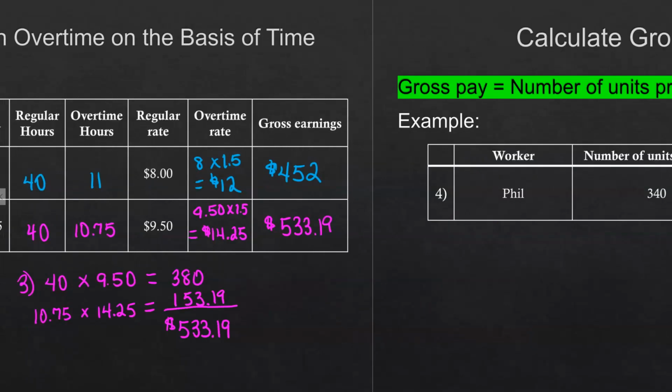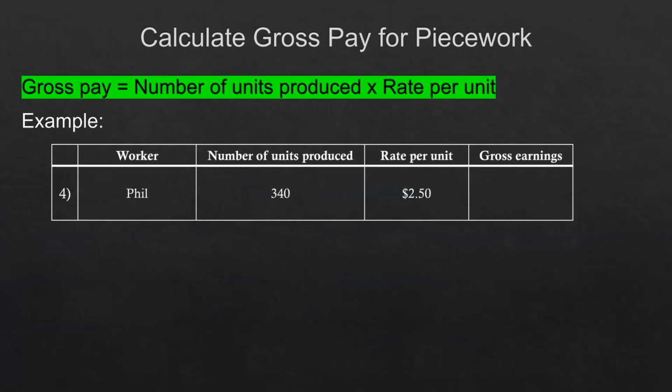Okay, next. So this is called piecework. And a lot of times when I've taught this class in a seated class, I'll have students who have worked some type of piecework where they're producing something. They get paid per unit, right? So we find the gross pay with the number of units times the rate per unit. And this is a fairly simple example. We have Phil did 340 units at $2.50 per unit. So we're just going to multiply that and we get $850. So the pay is $850.